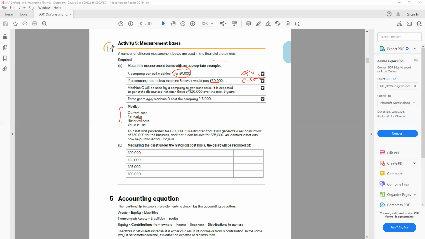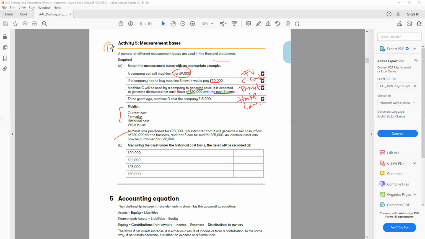Machine C will be used by a company to generate sales. It is expected to generate discounted net cash flow of 20,000 over the next 5 years. So it is a present value, because I'm calculating how much I'm getting out over the 5 years now. 3 years ago, machine D cost the company 15,000. It is a historical cost. So if I still use the purchase cost, we call it historical cost.